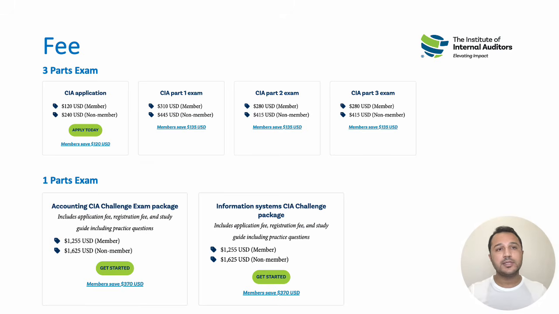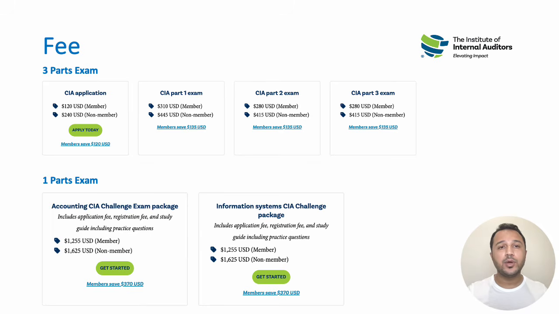Now let's talk about the exam fee. So for the three-part exam, you have to pay for CIA application fee, which is $120 if you are a member, and if you are not a member, you have to pay 240 USD for the CIA exam application. Then for each part, you have to pay additional subsequent fee, which I have stated here. So for part 1, you have to pay 310 USD if you are a member, and 445 USD if you are a non-member.